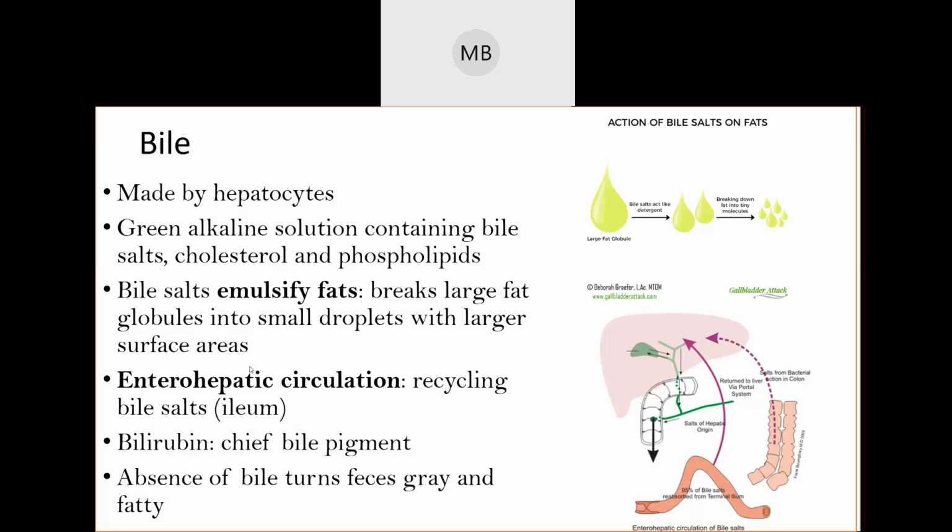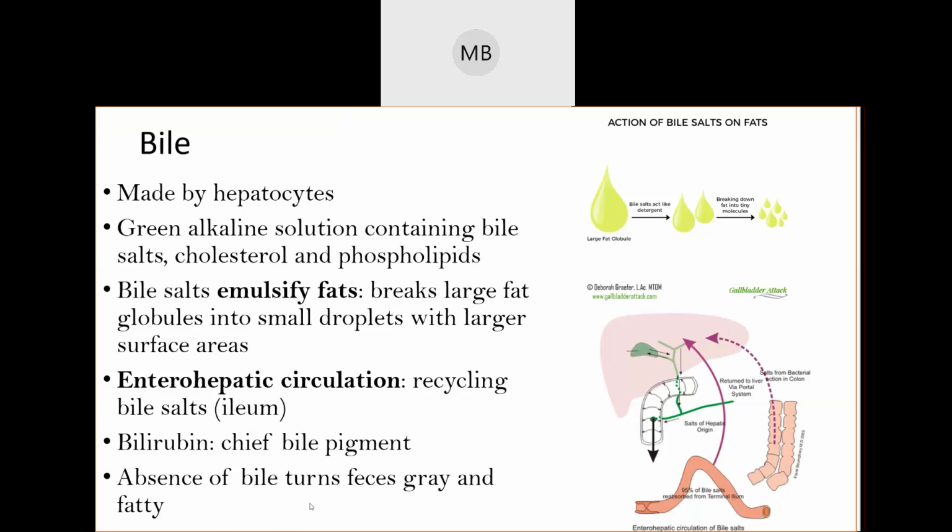Right? You are going to recycle your bile salts because the ileum will start to reabsorb them before they hit your large intestines. You also create a pigment called bilirubin, which is a byproduct created by dead red blood cells, and it's actually what gives fecal matter its color the majority of the time.